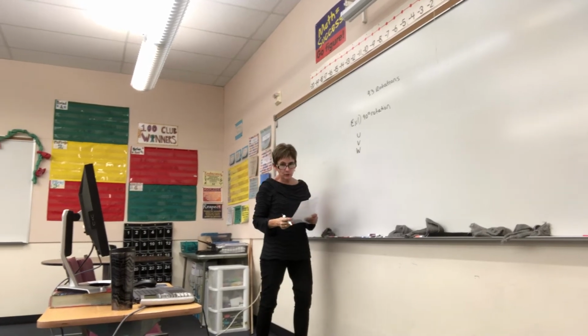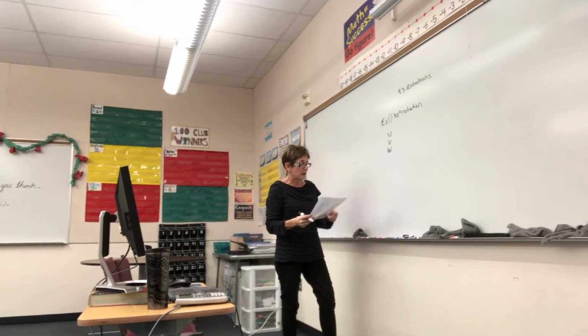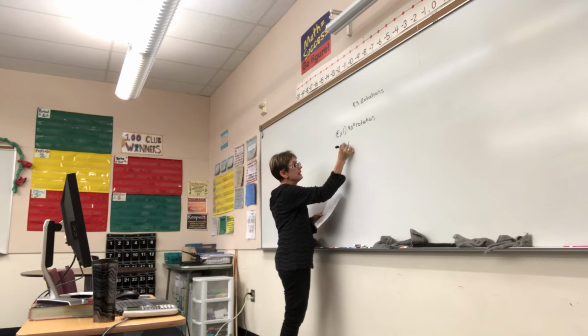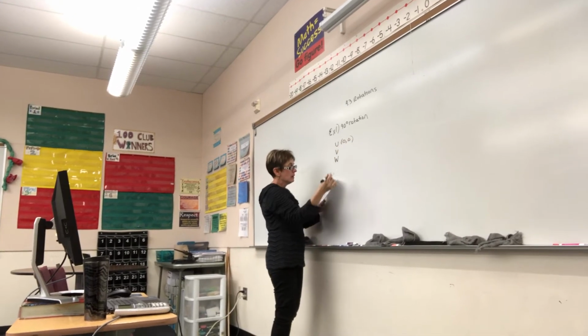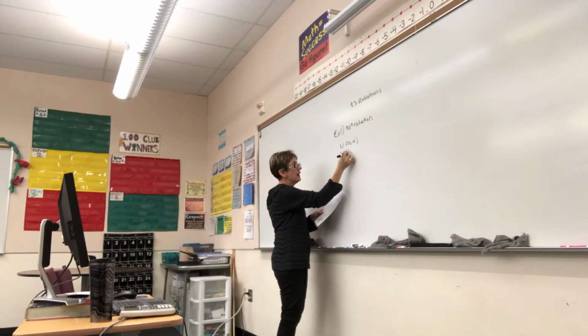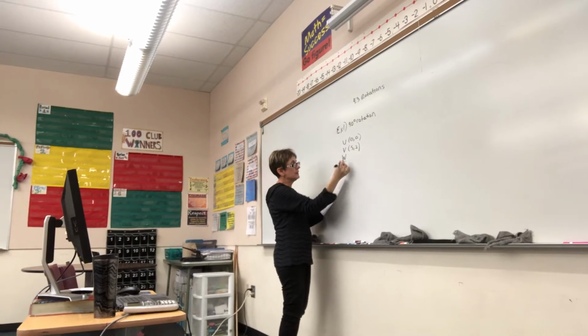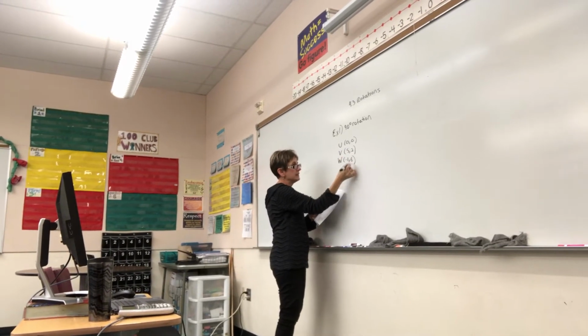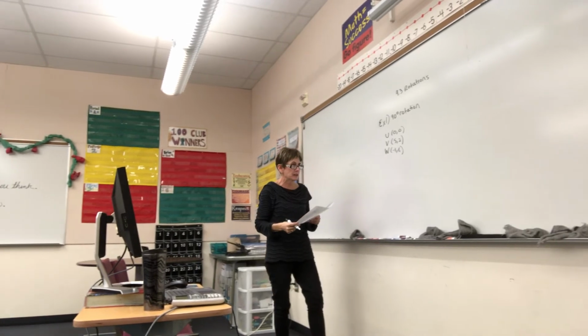For this method, we're basically going to do a chart of our points here. So U is at the point (0, 0), V is at the point (5, 2), and W is at the point (-1, 6). So make sure that you have those written down.